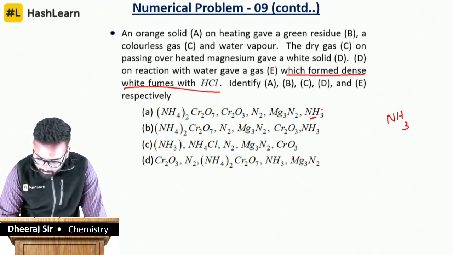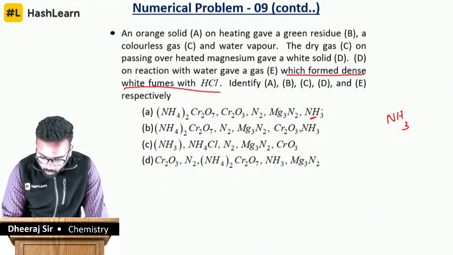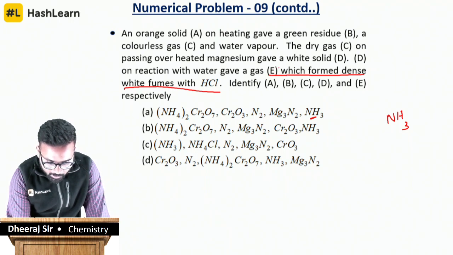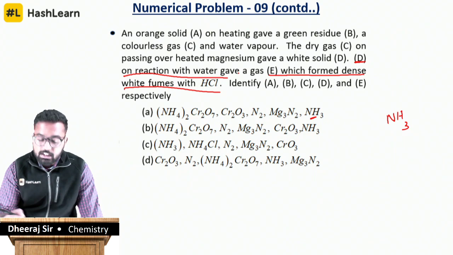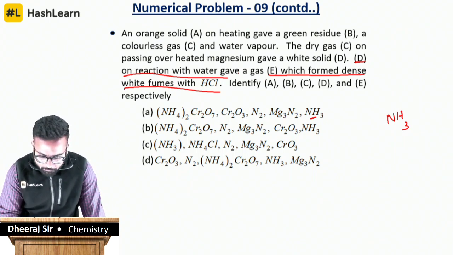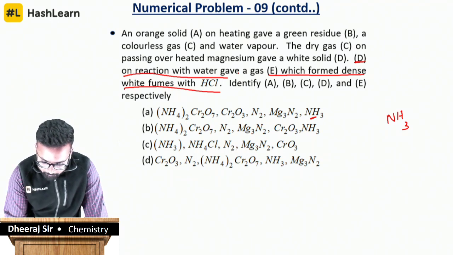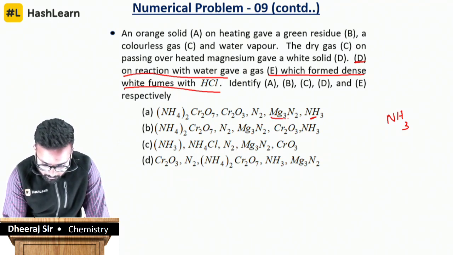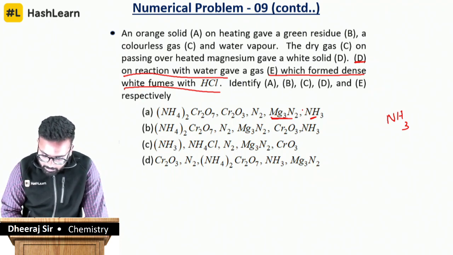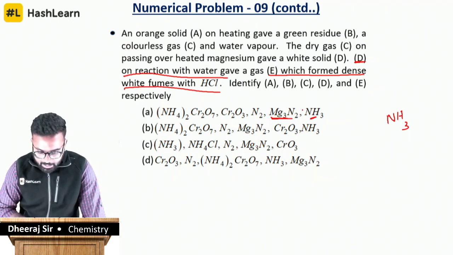Next, ammonia is formed by hydrolysis of a solid D. So E is ammonia and ammonia has to be formed from D. D is reacting with water, that's hydrolysis, and it gives me E. So what on hydrolysis can give me ammonia? It should be magnesium nitride. So magnesium nitride on hydrolysis will give me ammonia gas.